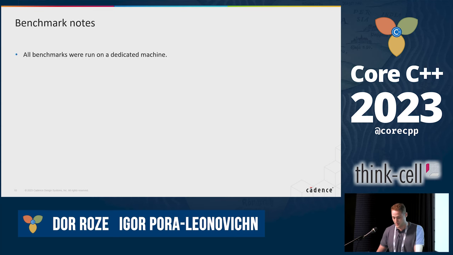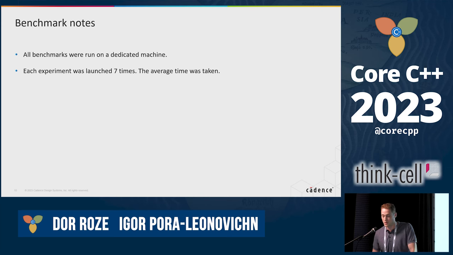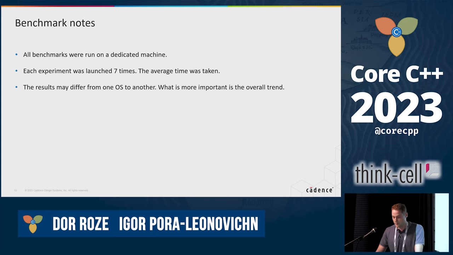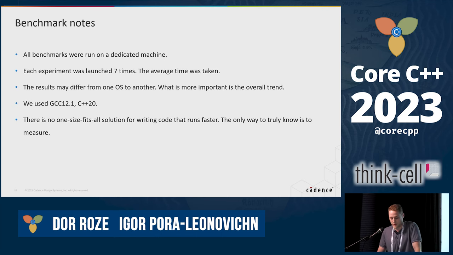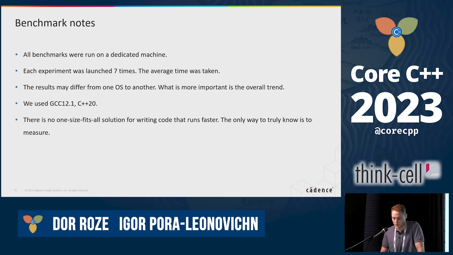Okay, a little bit of benchmark notes first. All benchmarks were run on a dedicated machine. Each experiment was launched 7 times, and the average time was taken. The results may differ from one operating system to another, but what is more important is the overall trend. This is the version we used. And it's important to mention, there is no one-size-fits-all solution for writing code that runs faster. The only way to truly know is to measure.